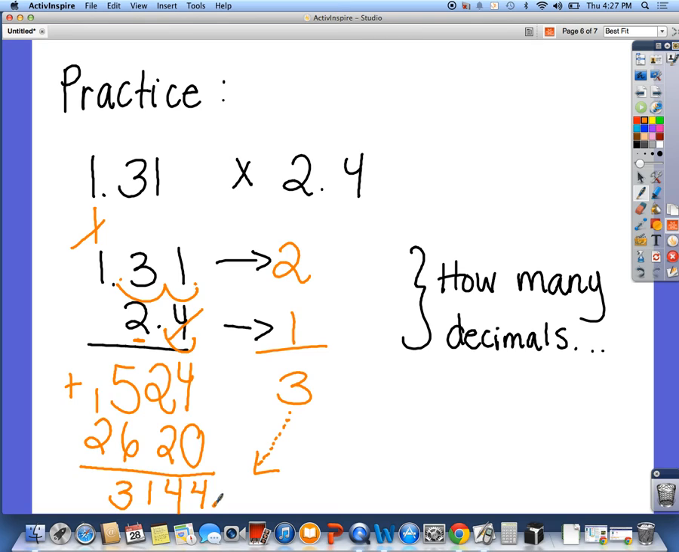Starting behind the 4, so I've got my whole number, now I'm moving my decimal in. 1, 2, 3. Add your decimal point. So your answer is 3 and 144 thousandths. Again, remembering to say the place value.